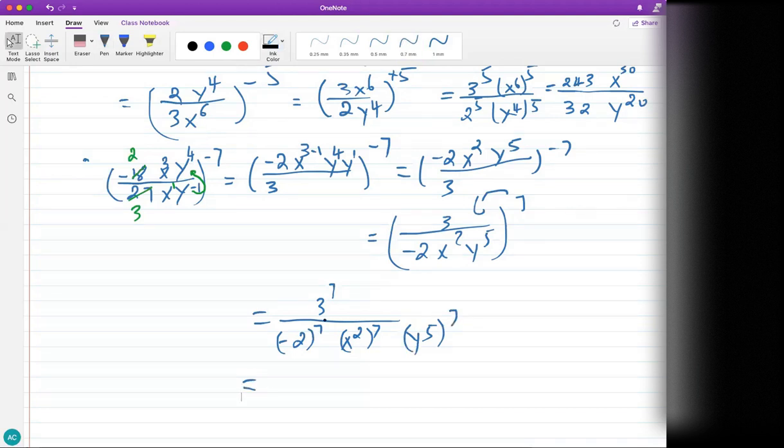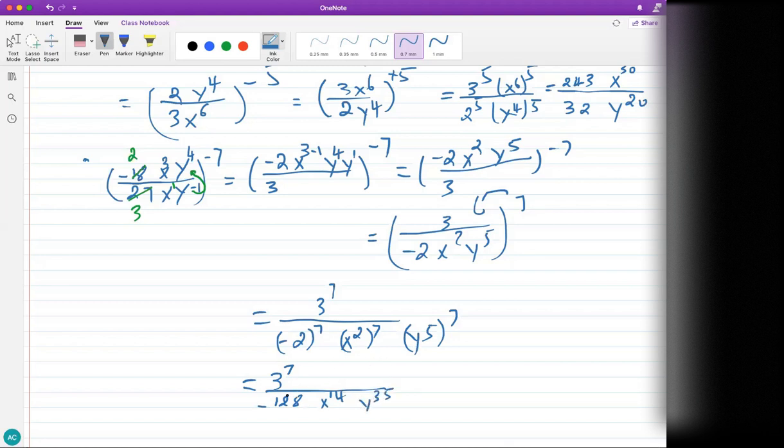3 to the 7th, is that over 1,000? Close? 900 something? It's 2,187. That's too much. So we can just leave it like that. It's nicer like this. Negative 2 to the 7th. Negative 2 times negative 2. Negative 128. All right, negative 128. And of course, this will be x to the 14, that's right, and y to the 35, exactly.